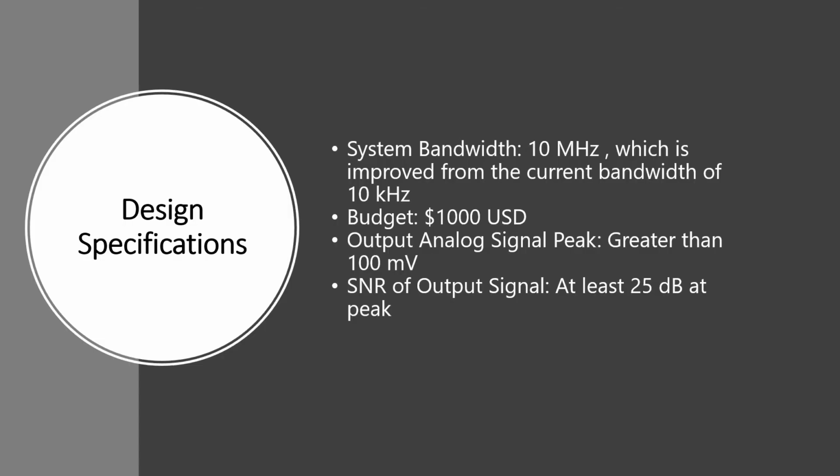We were given a set of design specifications, which stated we had to have a system bandwidth of 10 megahertz. This would be an improvement upon the current system, which only had a bandwidth of 10 kilohertz. We were given a budget, which included research and development of $1,000. We had to have an output analog signal peak of greater than 100 millivolts. And our output signal also had to have an SNR, which stands for signal to noise ratio, of at least 25 dB at the peak.